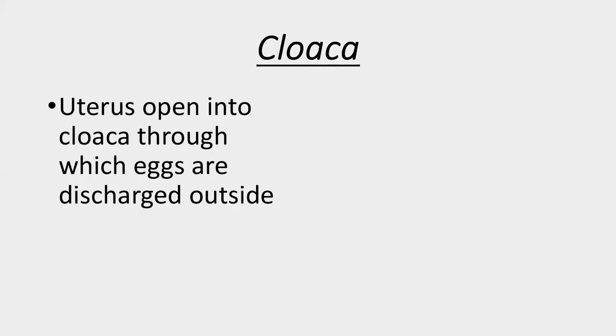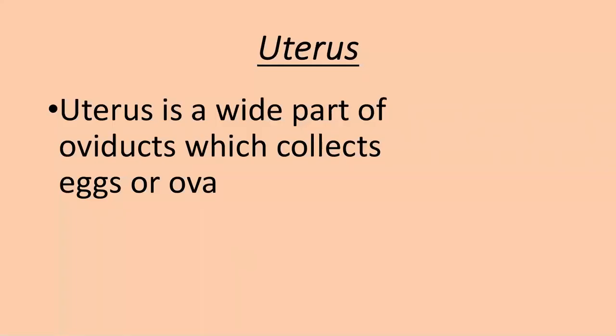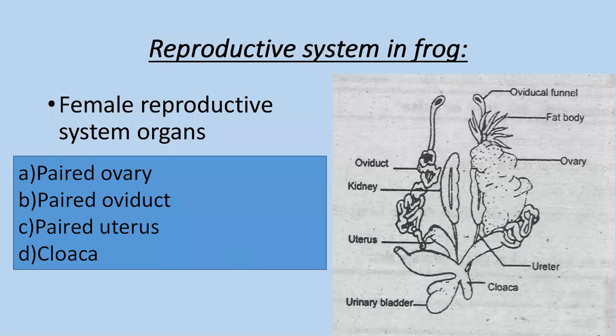These uteri open into the cloaca, one uterus from the right side and one from the left side. When a number of eggs are collected in the uterus, they exert a pressure on the cloacal aperture. It gets open and the eggs are discharged outside the body. Now, before going to the male reproductive system, I will explain it to you through the diagram.